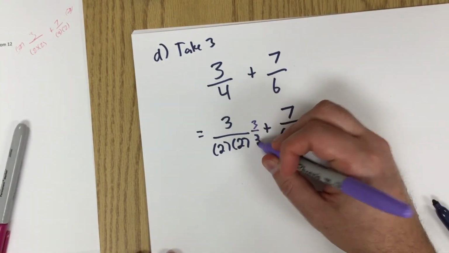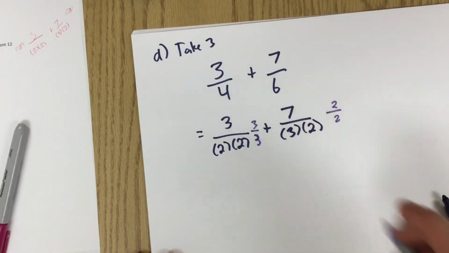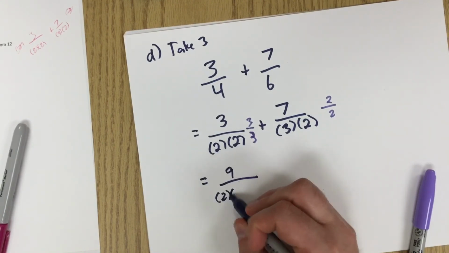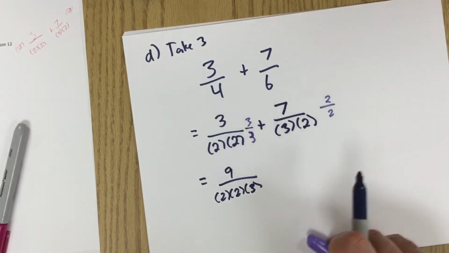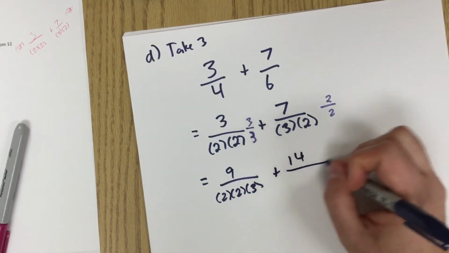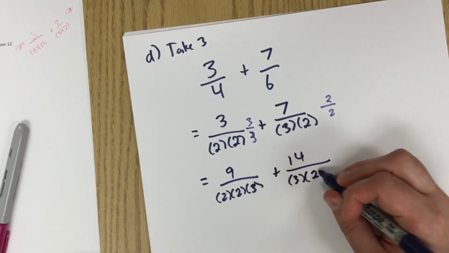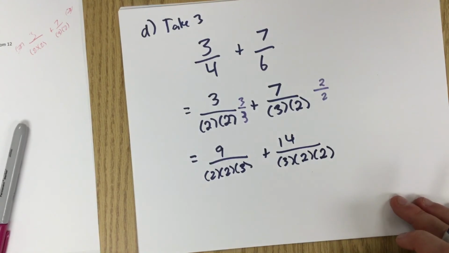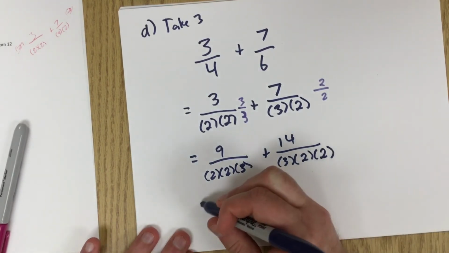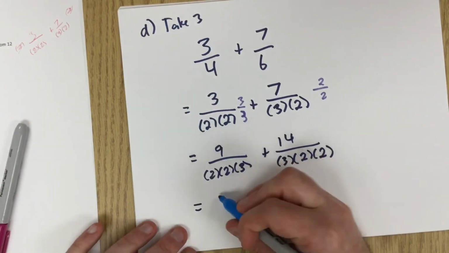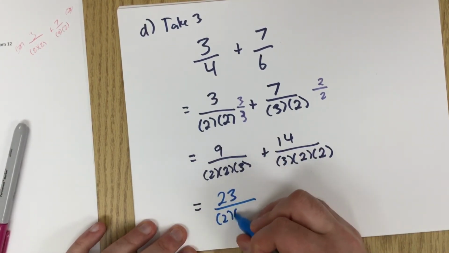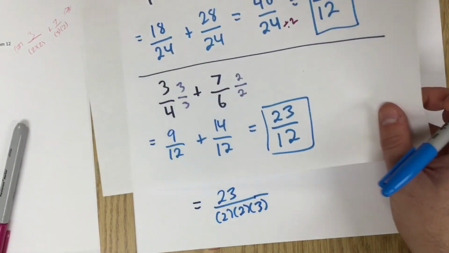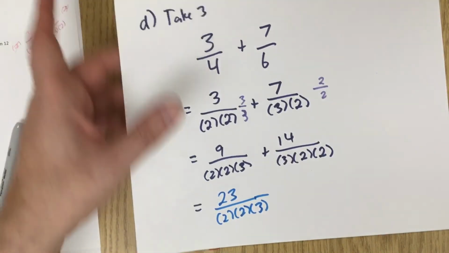So we just have to multiply by the thing that's missing. And then what we get on the bottom is 3 times 3 is 9 over the 2 times 2 times 3, plus 14 over the 3 times 2 times 2, which, even though I wrote in a different order, is the same thing. And we're going to see in a later example why I decided to write it in this convoluted way. But just to recognize that, that would be equal to 23 over 2 times 2 times 3, which is the same thing as 23 over 12. Okay.